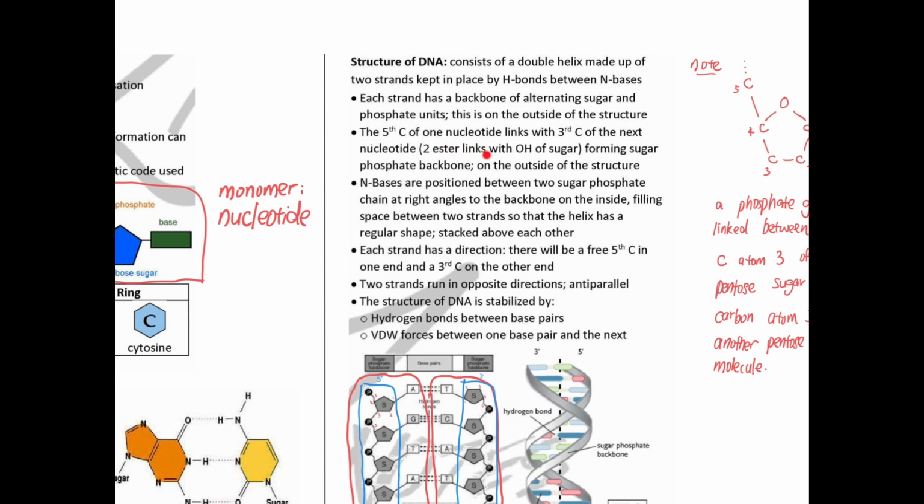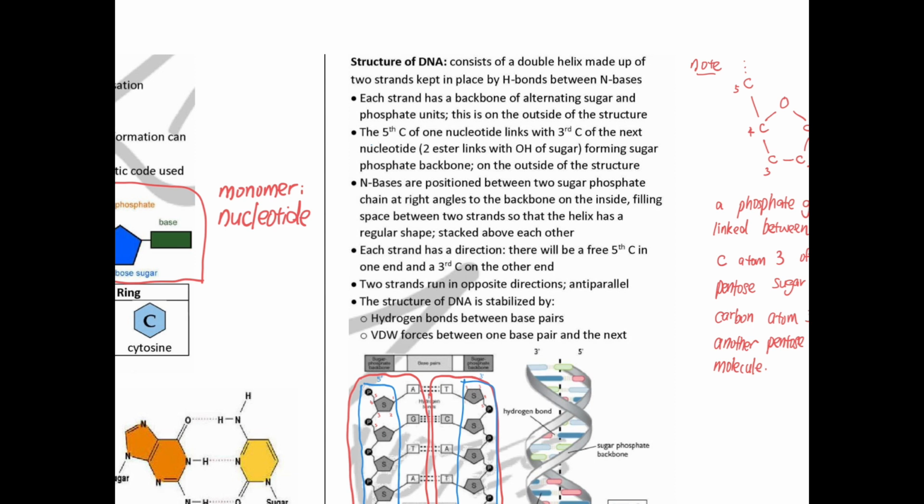Two ester links with hydroxides of sugar. Ester link means COO. Forming a sugar phosphate backbone on the outside of the structure. If you look at 3D, inside is the pairing of the base, so the backbone is outside.